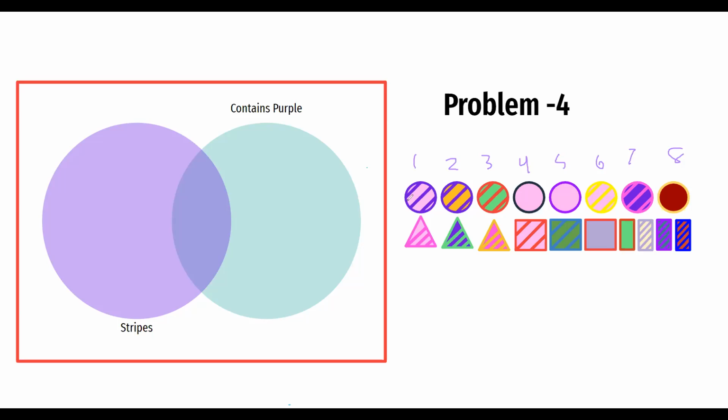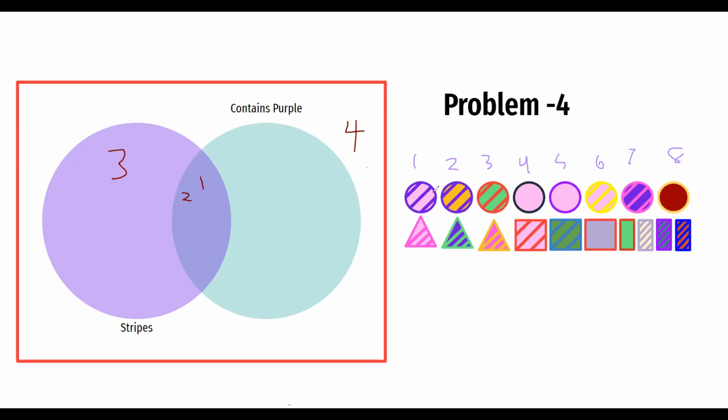So number 1, it is purple and has stripes, so it goes in the middle. You cannot see that color, can you? Are you going to go with this color? Okay. Number 2 is purple and has stripes. Again, it goes right here. Number 3 has stripes, but is not purple, so it goes here. Number 4 is not purple and does not have stripes. So number 4 sadly does not go in any of the circles. It's excluded. Sorry, number 4.